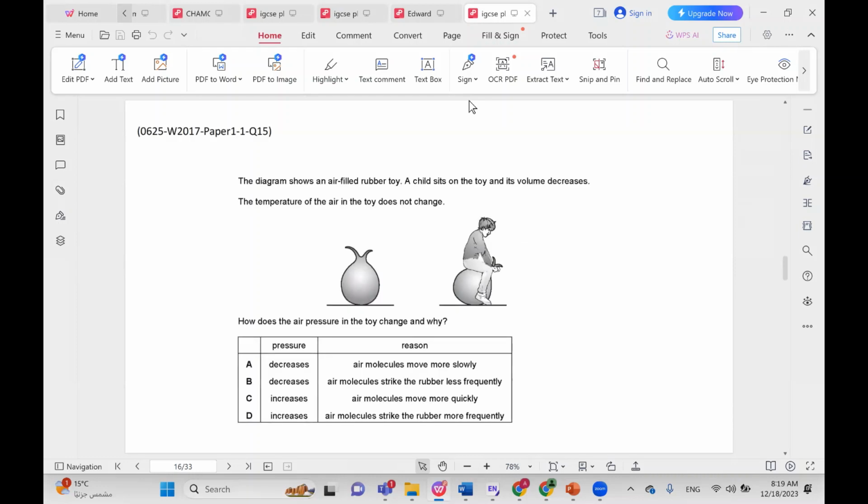The diagram shows an air-filled rubber toy. A child sits on the toy and its volume decreases. The temperature of the air in the toy does not change. How does the air pressure in the toy change and why? So there is no temperature change here. So the speed of the molecules does not really increase.